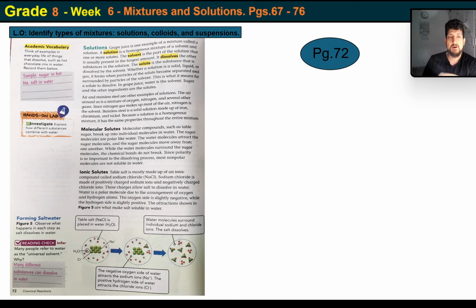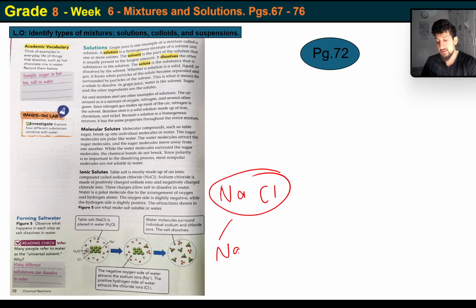Now, that's not what happens in ionic solutions. With ionic solutes, this separates. That compound, for example sodium chloride, becomes sodium ions and chloride ions. And basically, they spread throughout the solution as well, the same way as molecular compounds do.